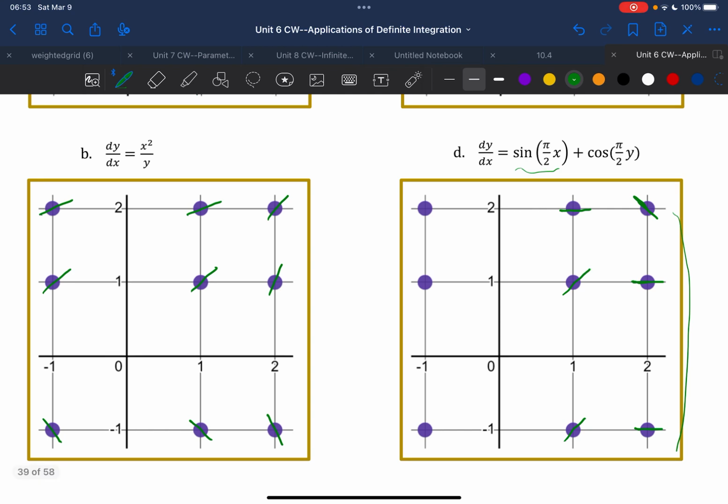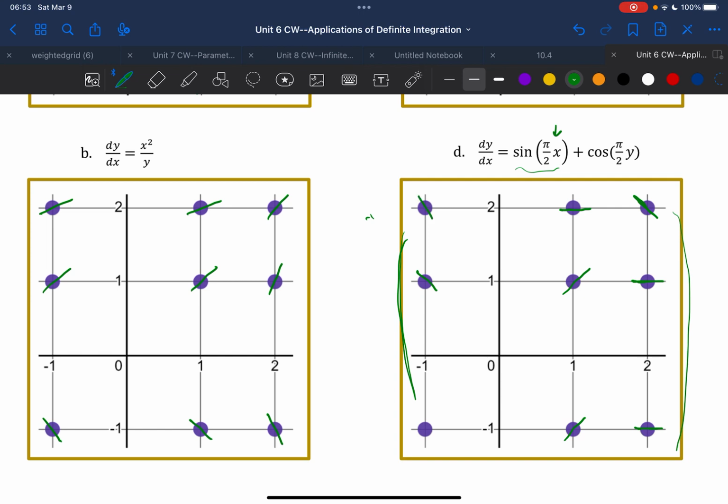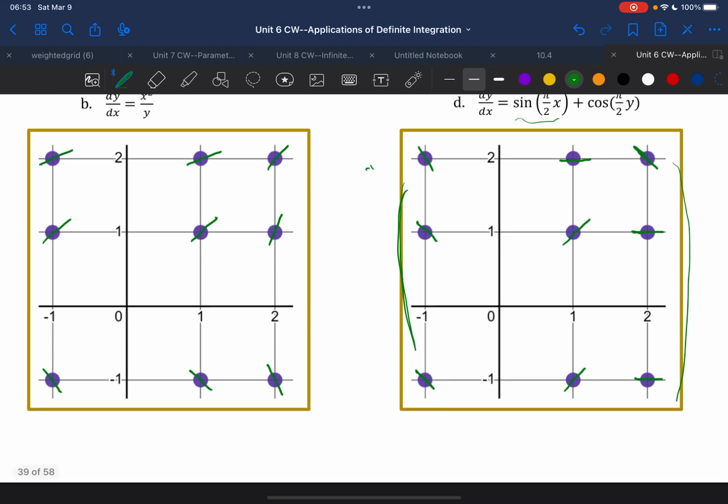And then now all of these are x equals negative 1. If you plug in x equals negative 1, you get sine of negative pi over 2, which is negative 1. So the first term will be negative 1, and then I have to add it to the cosine. So when y is 1, cosine of pi over 2 is 0, so I get negative 1 plus 0, or negative 1. When y is 2, you get cosine of pi, which is negative 1. Negative 1 plus negative 1 is negative 2. And when y is negative 1, you get cosine of negative pi over 2, which is 0. So negative 1 plus 0 gives me a slope there of negative 1.